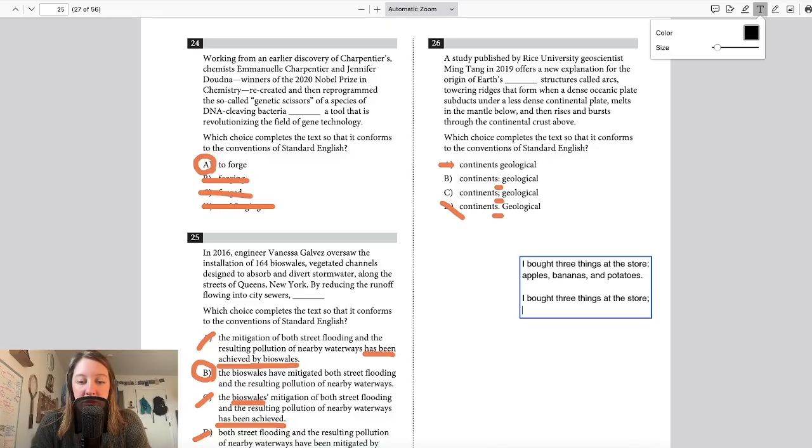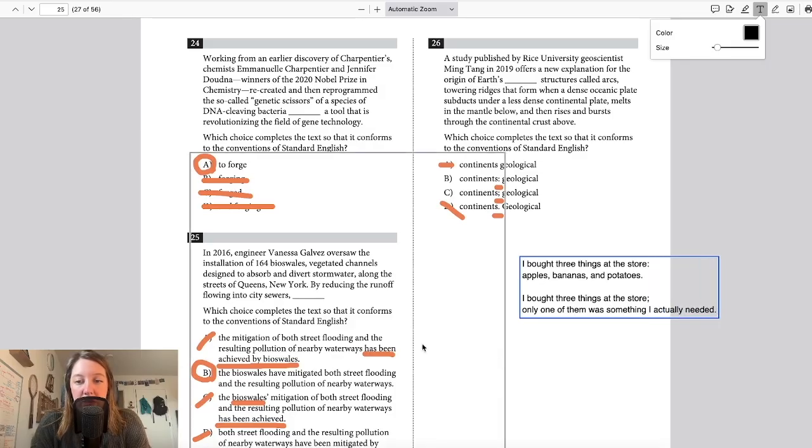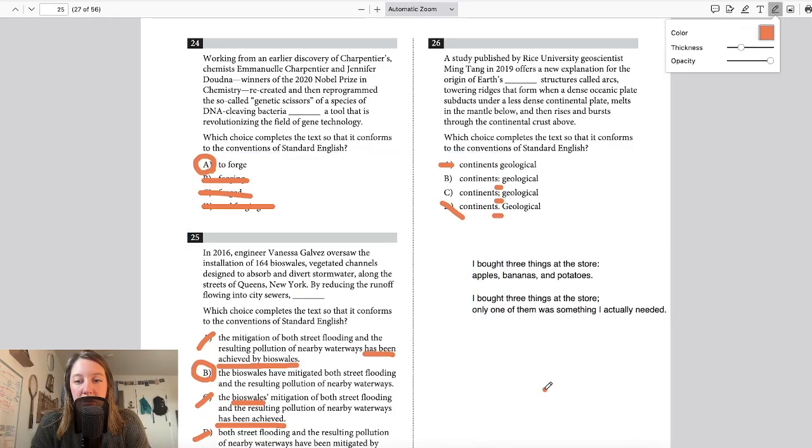Let's see. Only one of them was something I actually needed. Okay? So you're making some kind of relationship between the items, like part A and part B here. But you're not necessarily saying that this is defining it. In this case, in 26, it is defining it. So we're going to go with B. I hope that makes sense.